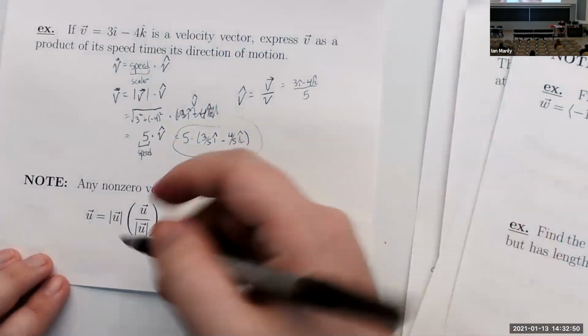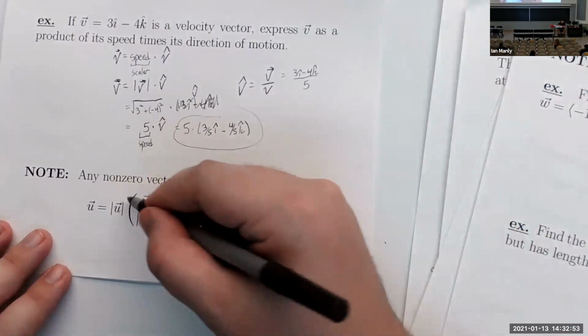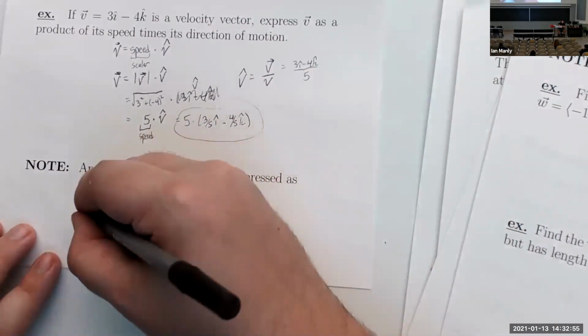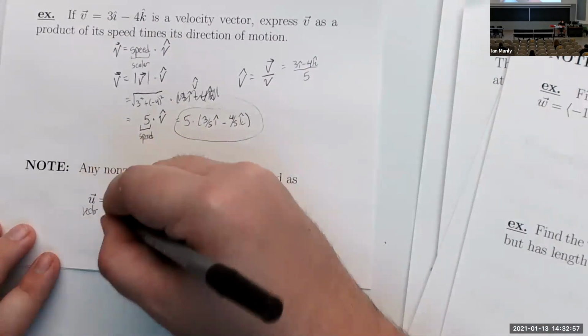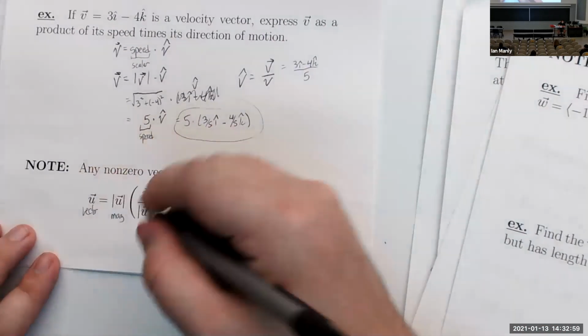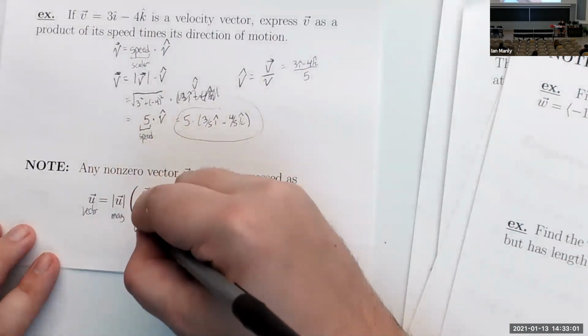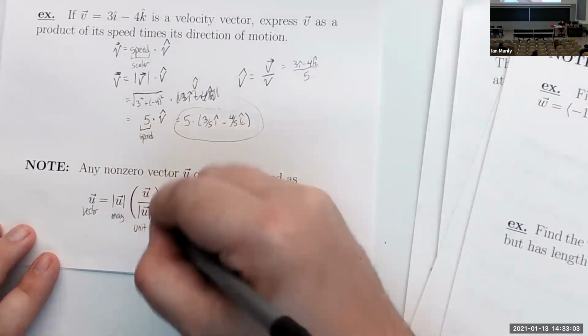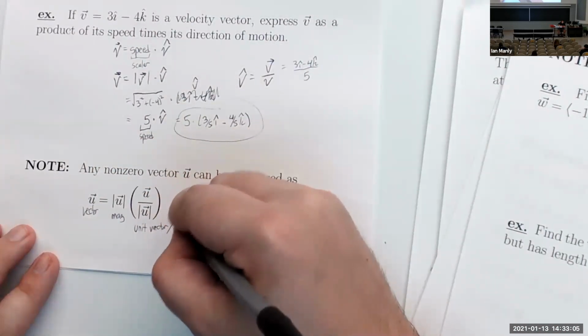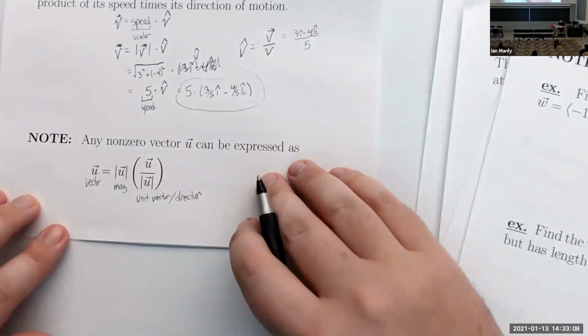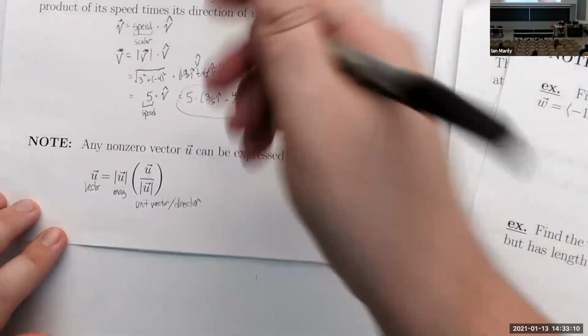All right, and that's actually expressed in the next one here. You could express any vector as its magnitude times a unit vector, which indicates its direction. So that's the summary of what we just did with the specific example.